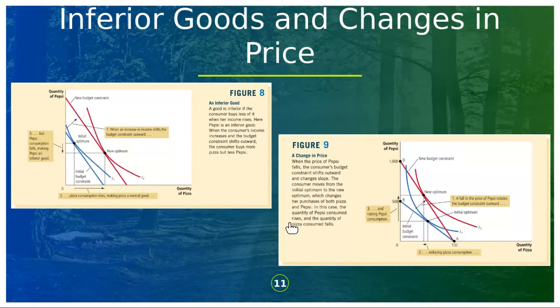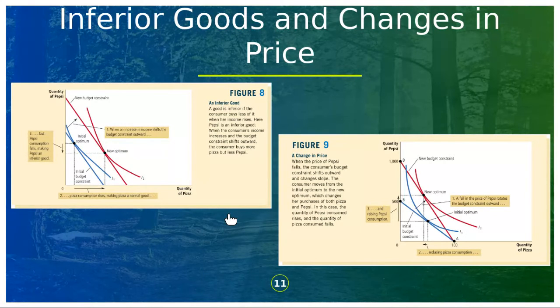If it's an increase, it's a normal good. If it's a decrease, an inferior good. Now, one more thing to consider here is what happens when you change the price? Well, if you remember, the relative price between the two goods is a ratio between the price of Pepsi and pizza in this case. So what happens if Pepsi's price declines?